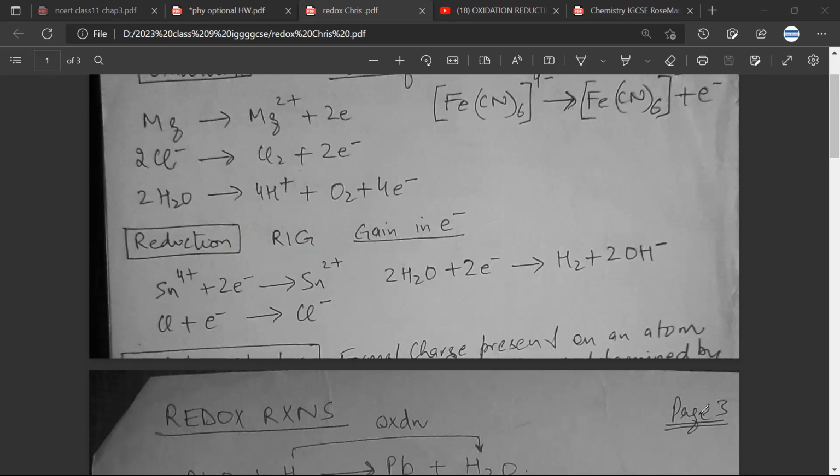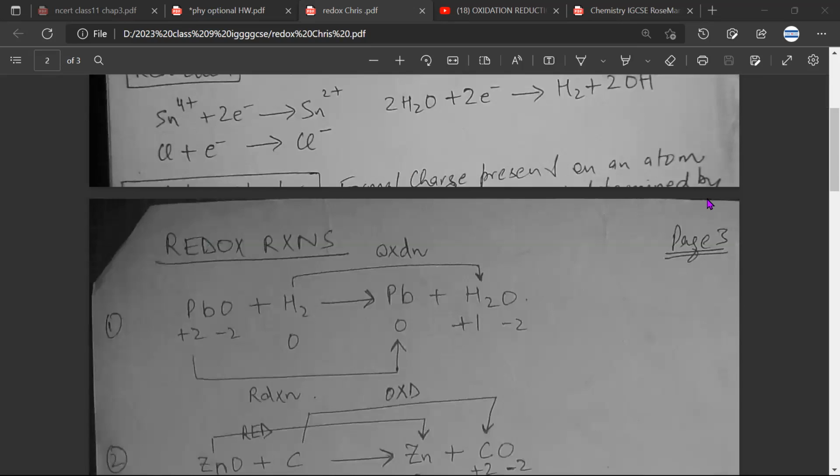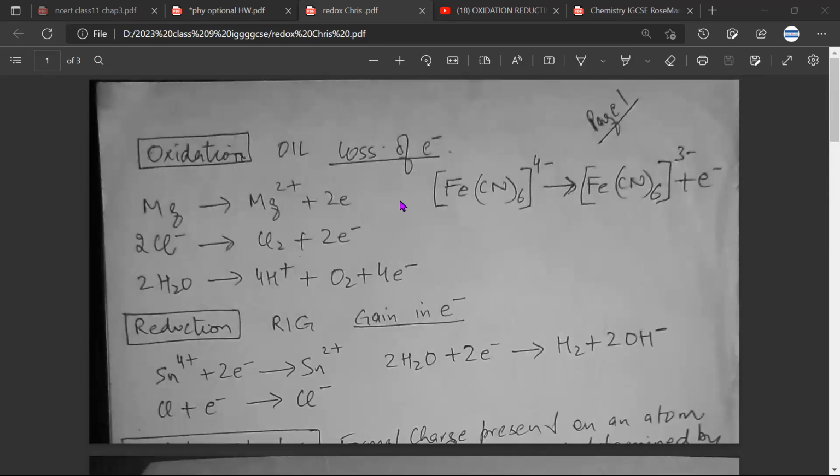Whatever format you want, if you want to follow the school format, that is fine. If you want to use this format, this is fine. There is absolutely no difference between these two. This is how I like to write oxidation, that oxidation is loss of electrons. So how I present loss of electrons is that Mg has lost 2 electrons.